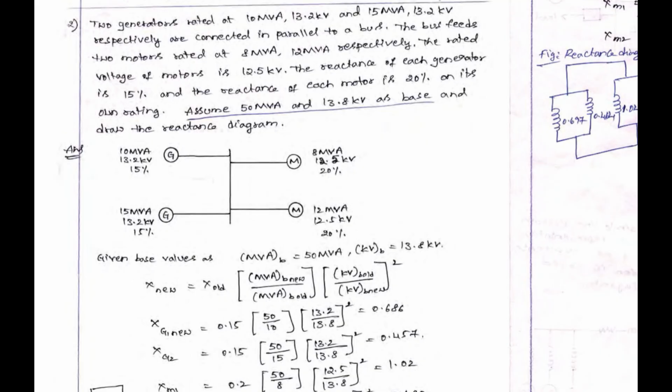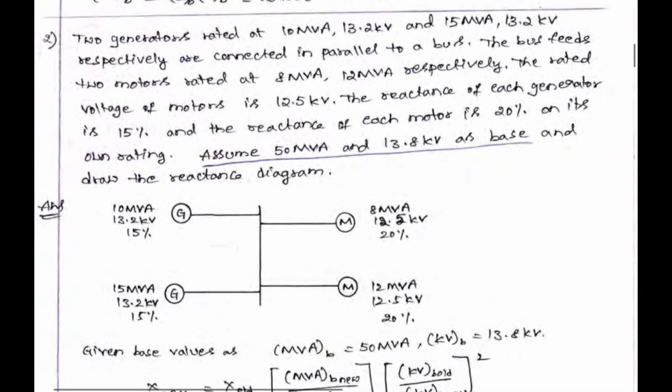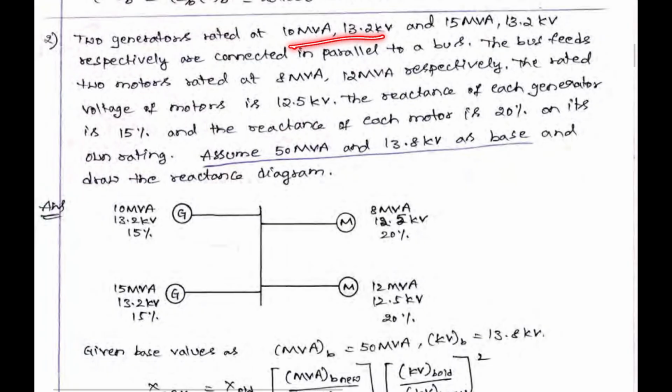Two generators rated at 10 MVA and 13.2 kV and 15 MVA and 13.2 kV. So here we are having the two generators respectively connected in parallel to a bus. These two generators are connected in parallel to a bus. This bus feeds two motors rated at 8 MVA and 12 MVA. The rated voltage of the motor is 12.5 kV and the reactance of each generator is 15%.